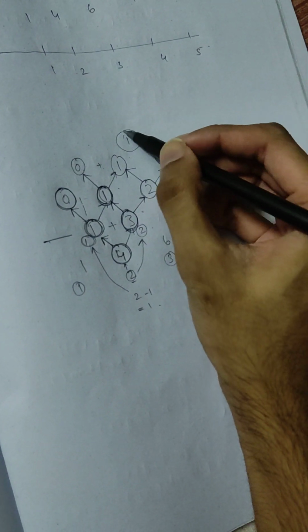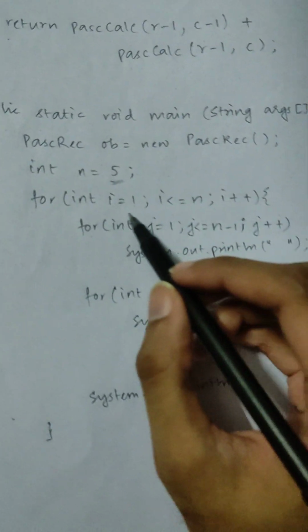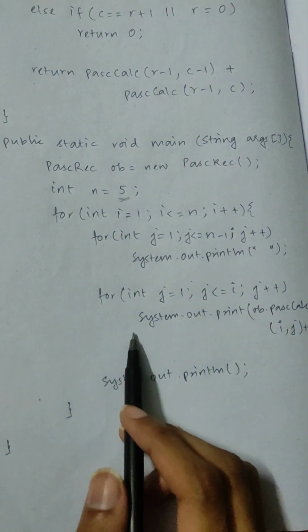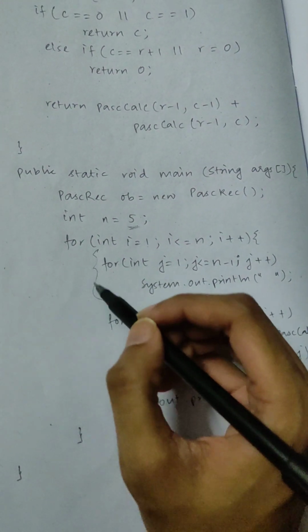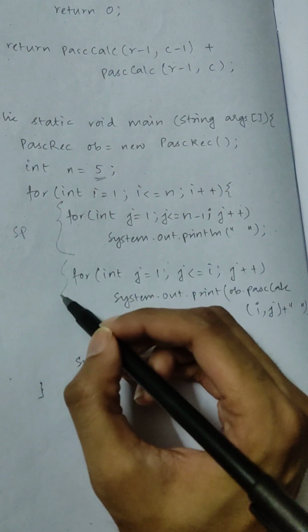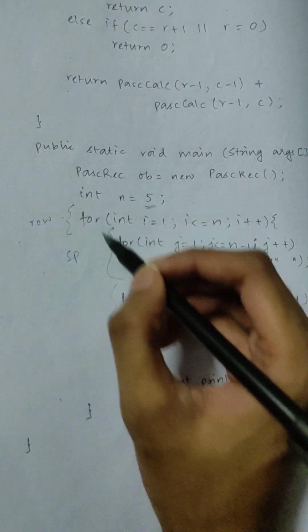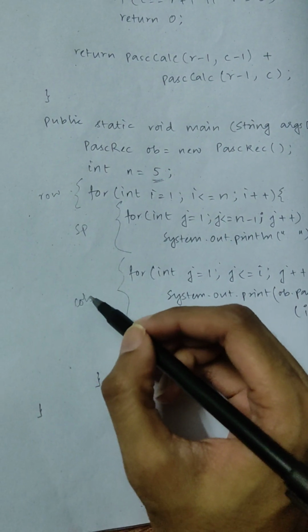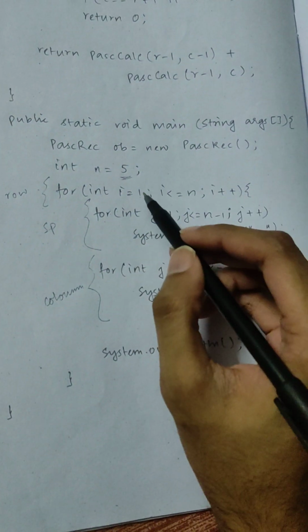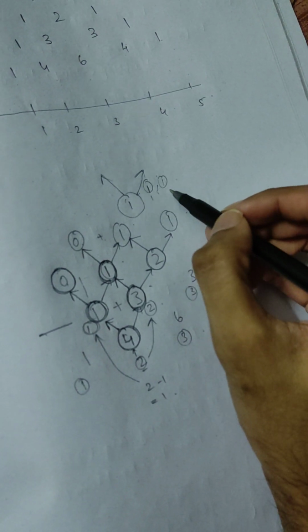So to find 1, we need this value and this value. So there is a nested for loop. This for loop is for spacing purpose, and this for loop finds out the column, and this for loop finds out the rows. This for loop is for row, this for loop is for column. So when i equals to 1 and j equals to 1, this refers to this one, as the row is 1 and the column is also 1.